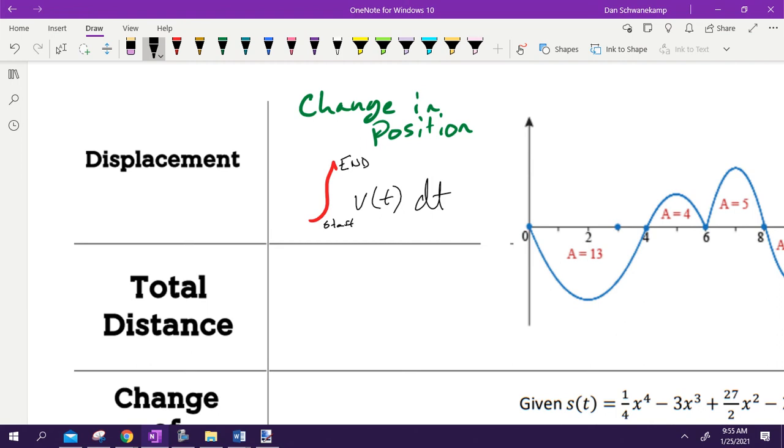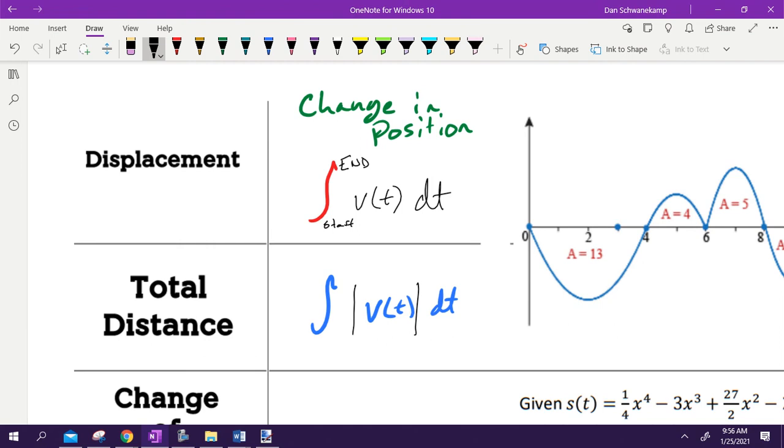That is different than total distance traveled. What do I need to do differently if I want to know the total distance traveled given velocity? The absolute value. Everything else is the same. We're integrating velocity. The difference is I don't care if I'm going forwards or backwards. I just care that I'm moving.